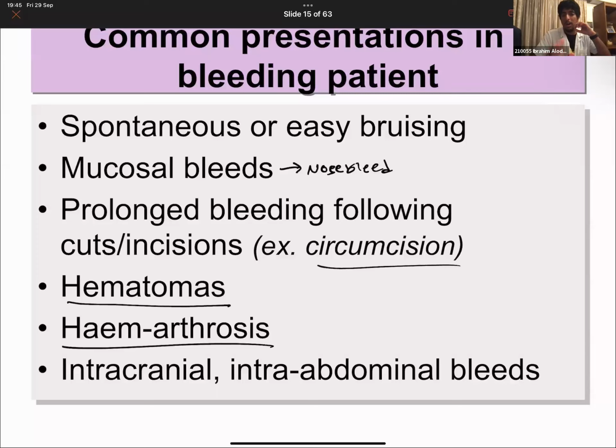Like anything can really cause the collection of blood in a space or in a cavity. So yeah, as I was saying, it's important that you guys understand the common presentations in a bleeding patient, just because a lot of questions that you'll get will sort of lead with this. They're not going to be like, this patient has a bleeding disorder. They're going to be like, a 3-month-old boy came to you and he has a history of prolonged bleeding post-circumcision. All right.